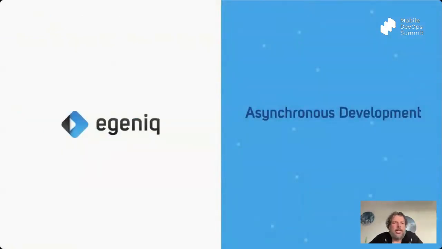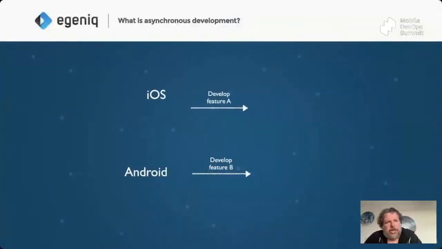The second item that I would like to discuss is what I call asynchronous development. Asynchronous development basically means that the two development teams are out of sync and are not working on the same things at the same time. I want to illustrate that with an example. Suppose the iOS team works on feature A. Instead of both teams working on feature A, the Android team starts off with feature B.